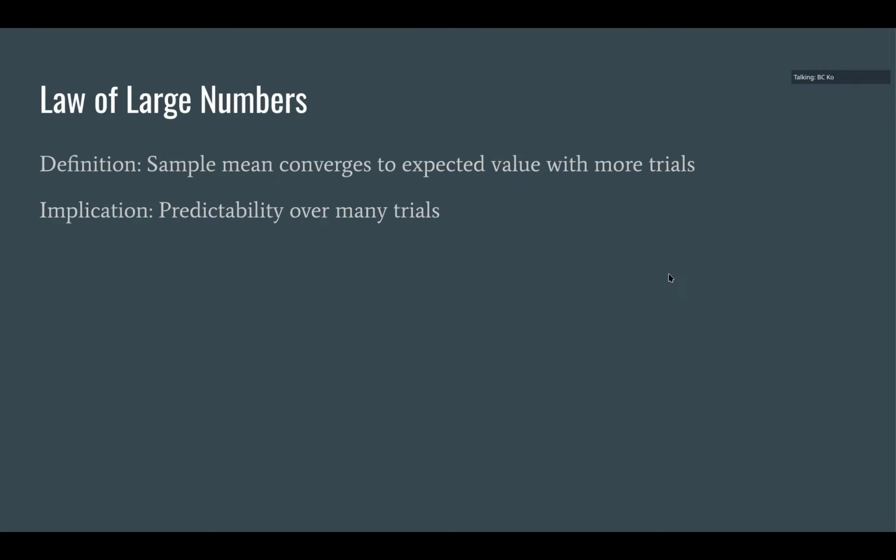Law of large numbers. The law of large numbers is a fundamental theorem in probability that states that as the number of trials of a random experiment increases, the sample mean will converge to the expected value. So this theorem implies that with a large enough number of trials, we can predict the long-term behavior of a random variable with greater accuracy.